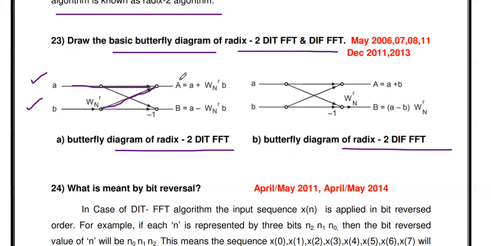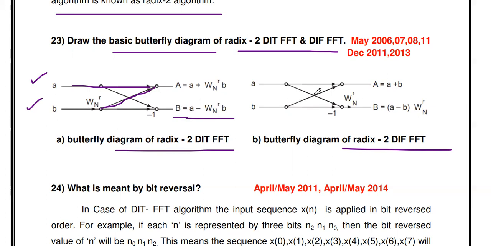So we can get the output capital A. Capital A is equal to a plus Wn to the power r into b. Similarly, in the bottom line, what is the output we are getting? The small a multiplied with... you see in this line, b multiplied with Wn power r multiplied with -1. So that's why capital B equals a minus Wn power r into b. So this is the output obtained from the DIT FFT basic butterfly diagram.